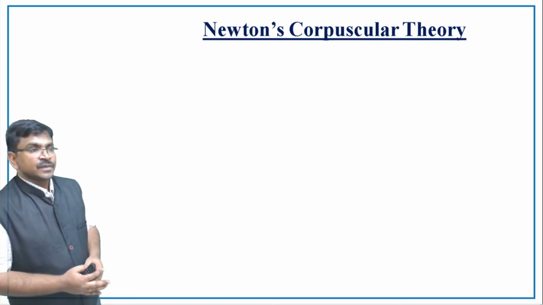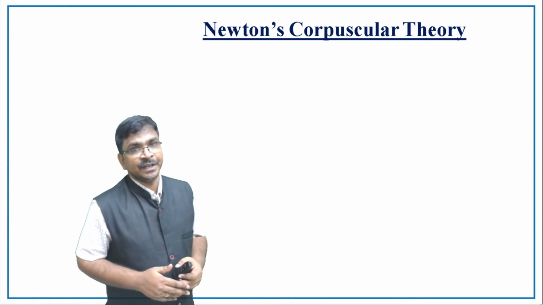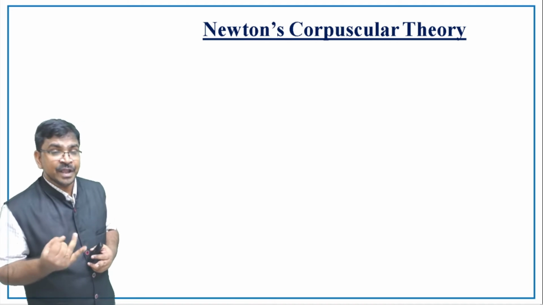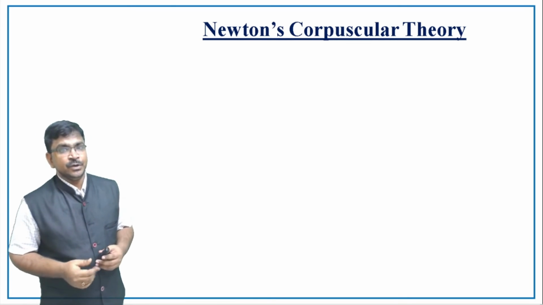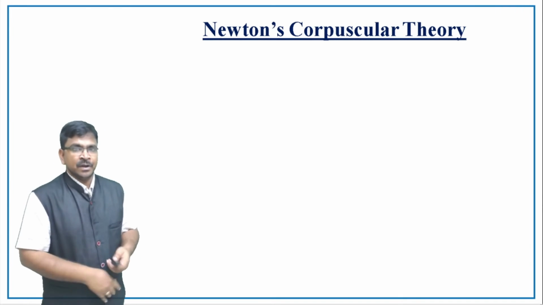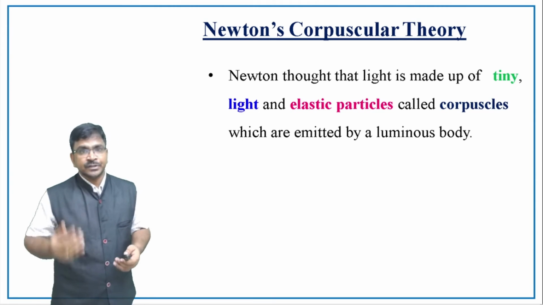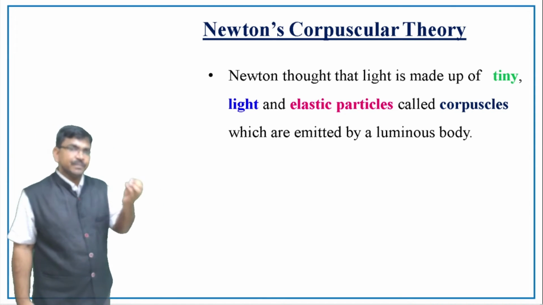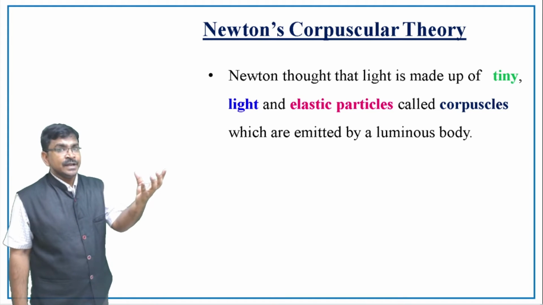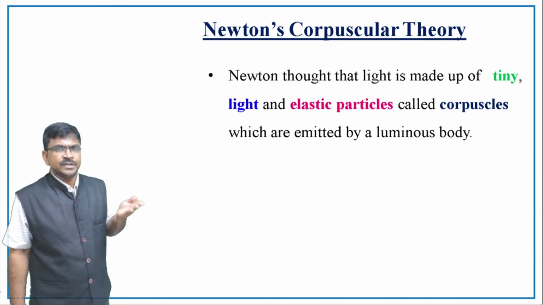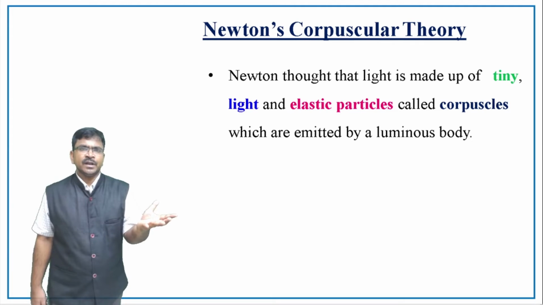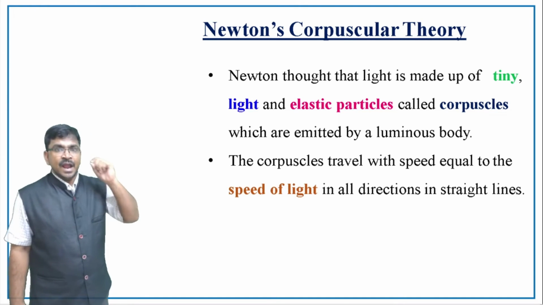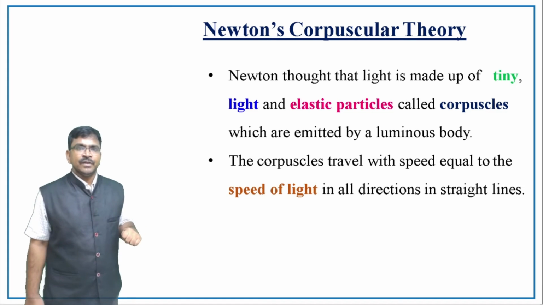Now, later Newton discussed the corpuscular theory. Till now, we discussed light by considering it as a particle, and as a wave, and now we will discuss Newton's study. Newton discussed light by considering it as a corpuscle. What is meant by corpuscle? Newton thought that light is made up of tiny, elastic and lightweight particles. It is not heavy, and it is very small, tiny. These particles are called corpuscles, like dust particles, and they are emitted by a luminous body like the sun. These corpuscles travel in space with the speed of light.